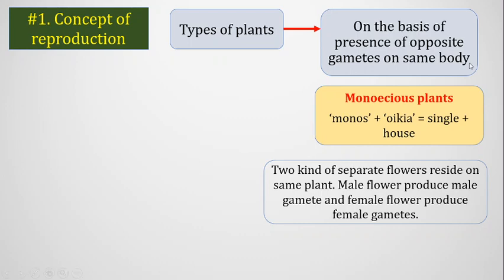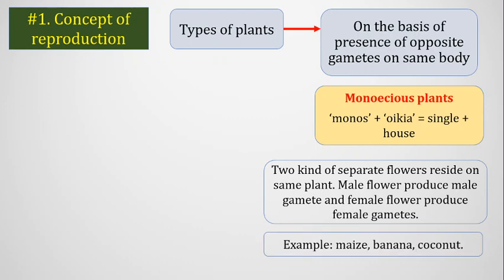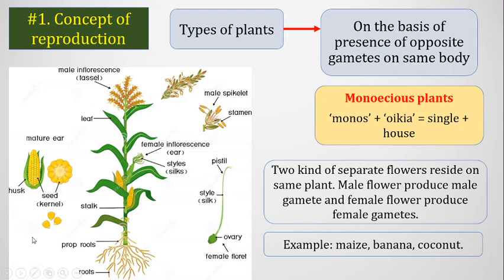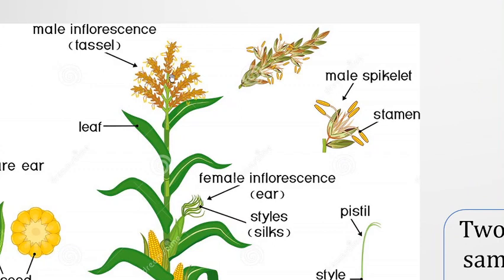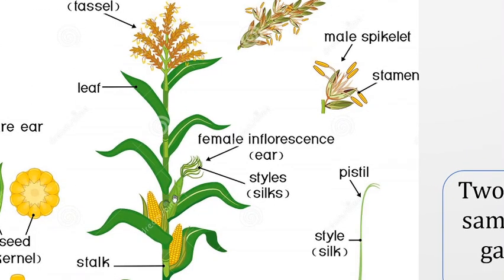We say monoecious plants are the plants where two kinds of separate flowers reside on the same plant. That means the same body contains male flowers that produce male gametes, and it also contains female flowers that produce female gametes. We see such flowers in maize, banana, and coconut. For example, this figure shows a maize or corn plant, and the same plant contains two types of flowers. At the top it contains male flowers, and at the bottom it contains female flowers, the green one.